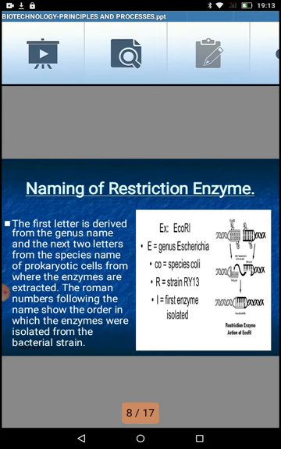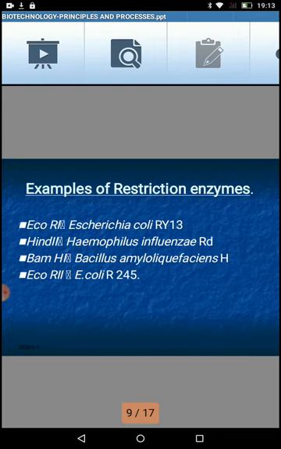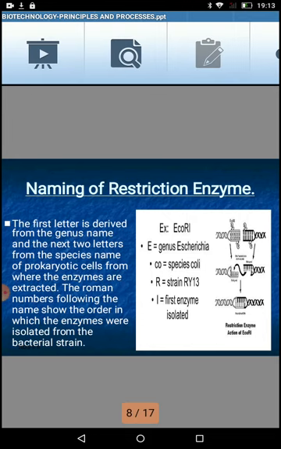Now listen carefully. The first letter, E, represents the origin of the restriction enzyme, the genus name. I'm reverting the slide. The first one you can see, EcoRI, Escherichia coli. From Escherichia coli, E is taken as the first letter from the genus name, and CO is taken as the second letter. So ECO: E comes from the genus Escherichia, and CO comes from the species name of the bacteria, coli.